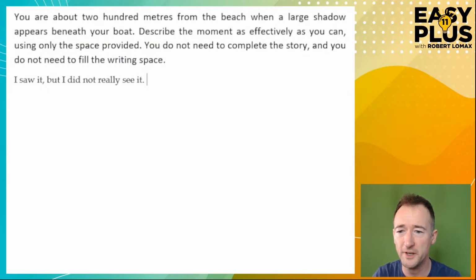Right, I saw it, but I did not really see it. Okay, so now the reader's thinking, what was it? So with everything you write, ask yourself, what questions will the reader be asking about this? So what was it that I saw but didn't see? So it would have to be some kind of darkness in the water, but I don't really recognise that it's anything unusual. So I see the darkness, but I don't appreciate its significance.